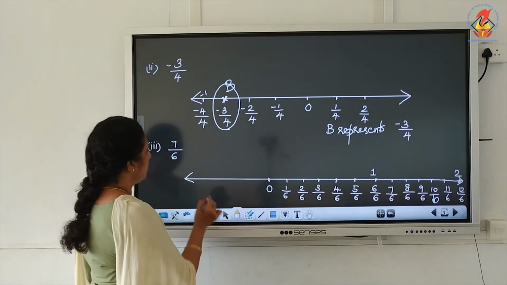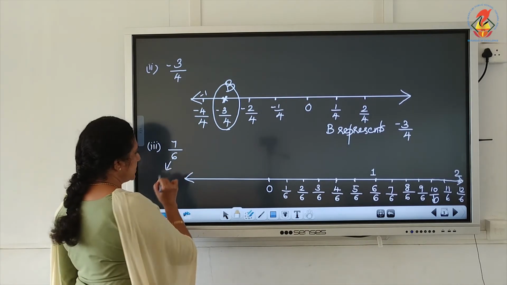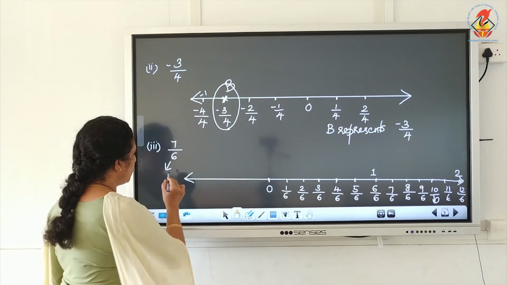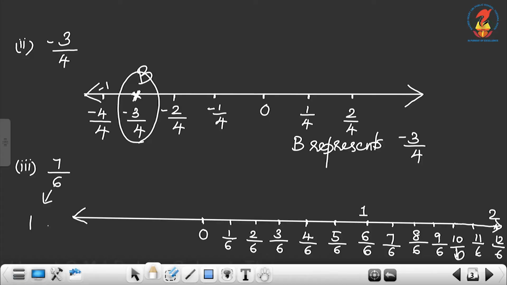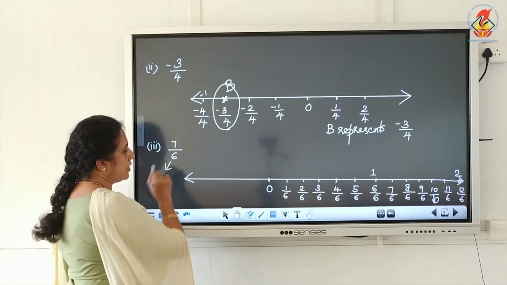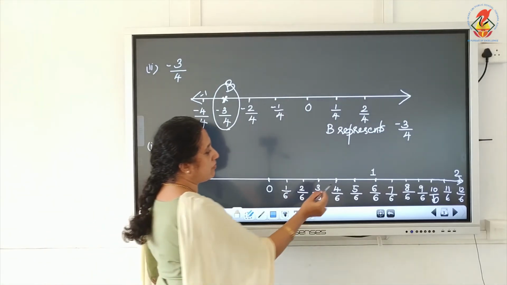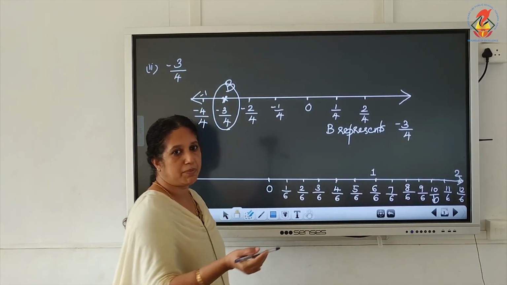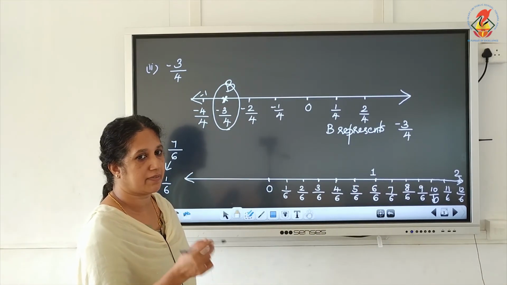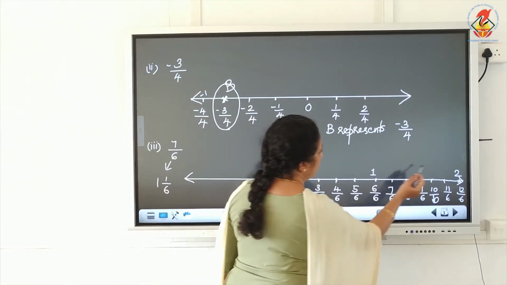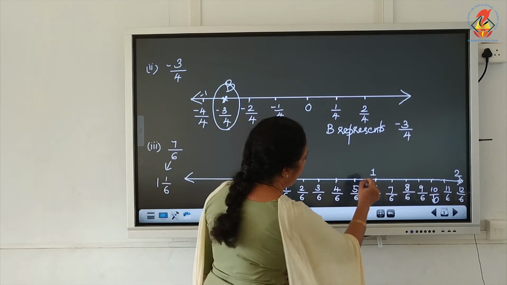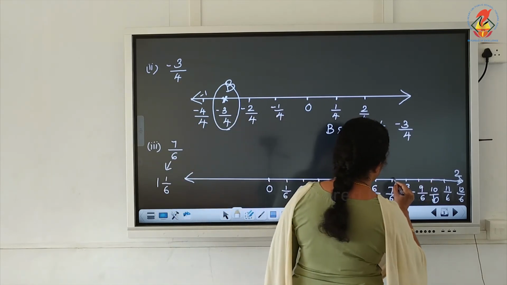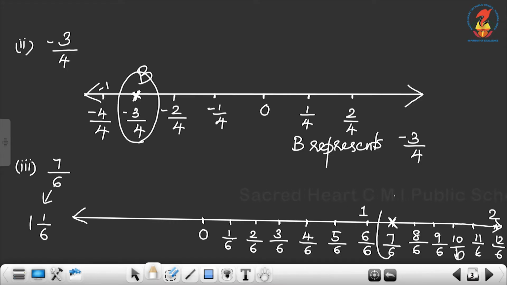Now look at that, 7 by 6, we can consider it as a fraction also. 7 by 6, when you convert this improper fraction into a mixed number, it is 1 and 1 by 6. So what is the meaning of that? The value of this 7 by 6 lies between 1 and 2. It is an improper fraction, and the value of 7 by 6 lies between 1 and 2. Therefore, we can say that the point comes after 1. So this point will represent which one?